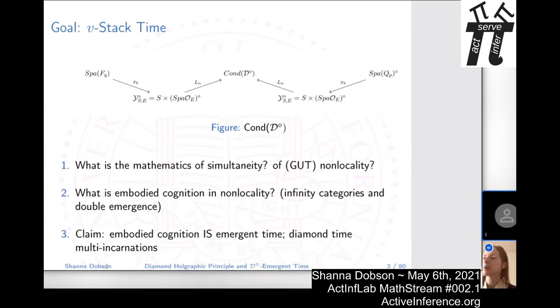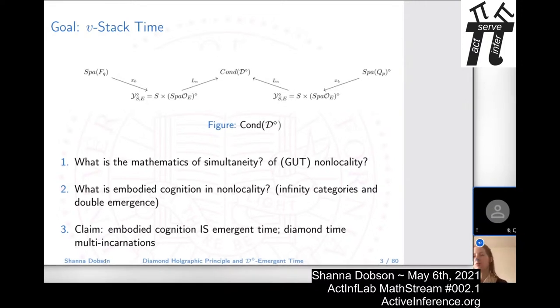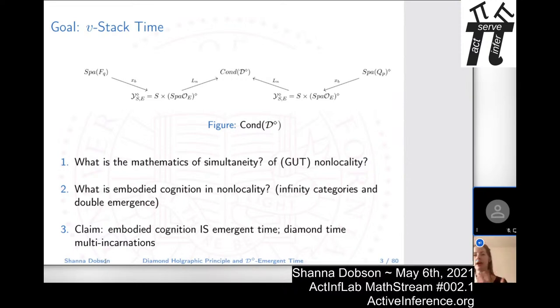So the big questions that are driving this wild diagram that I have here in the middle, this con D diamond, is: what is the mathematics of simultaneity? I'm really interested in what we mean by simultaneity. When we say two events happen, quote, at the same time, what time is that? And is there a difference? And what is the difference between simultaneity and non-locality?